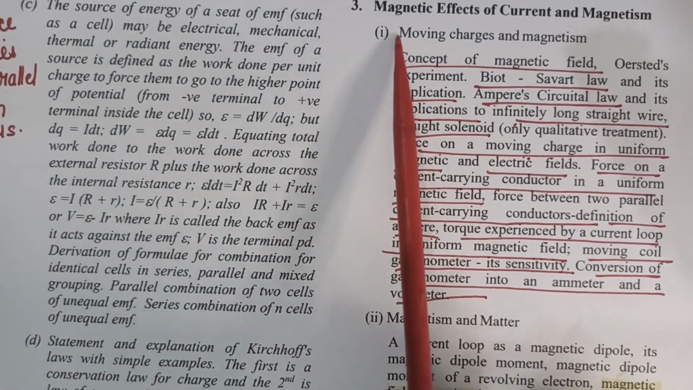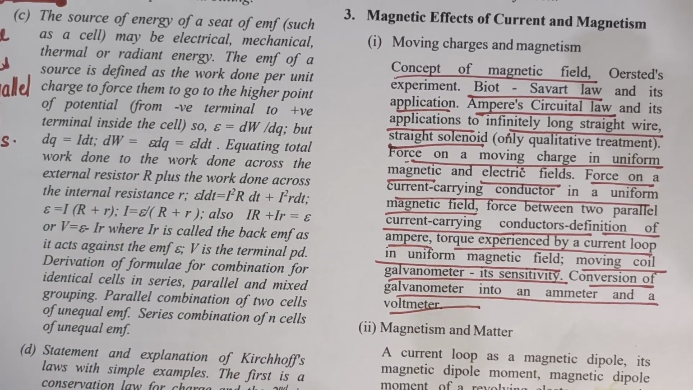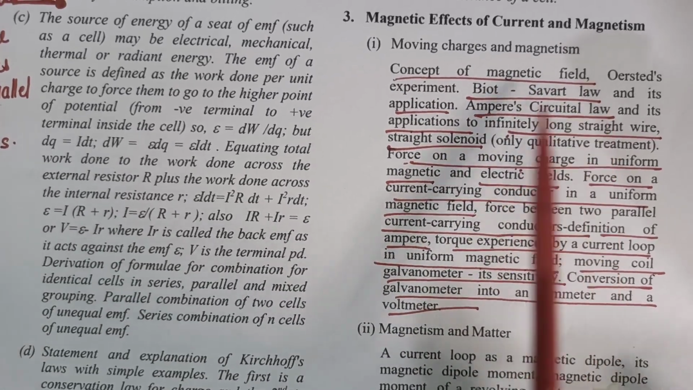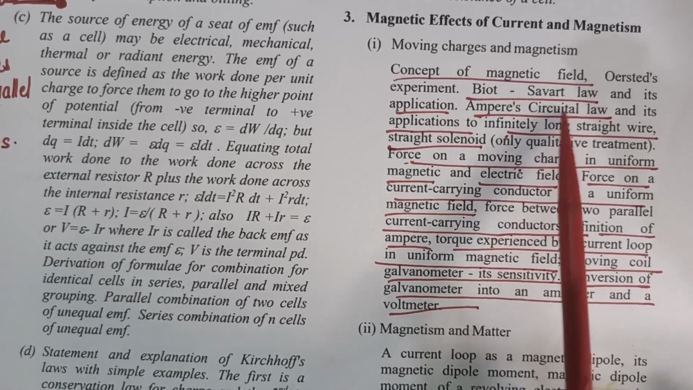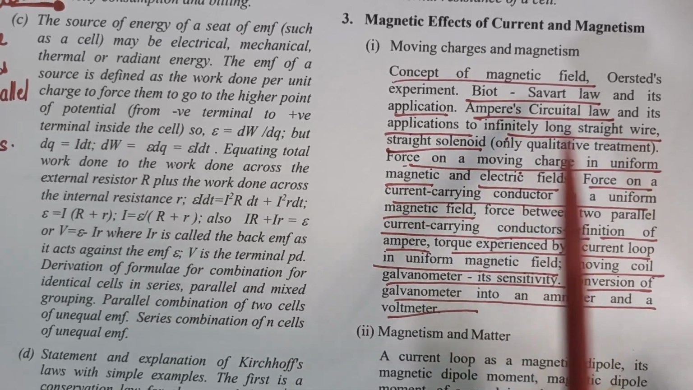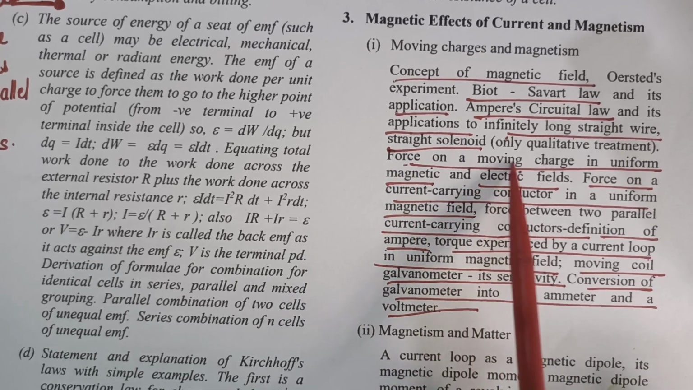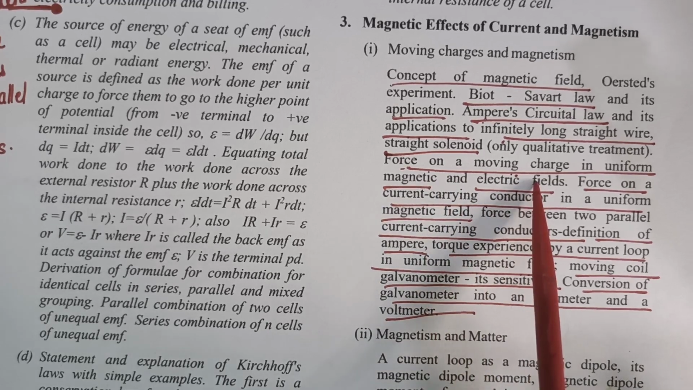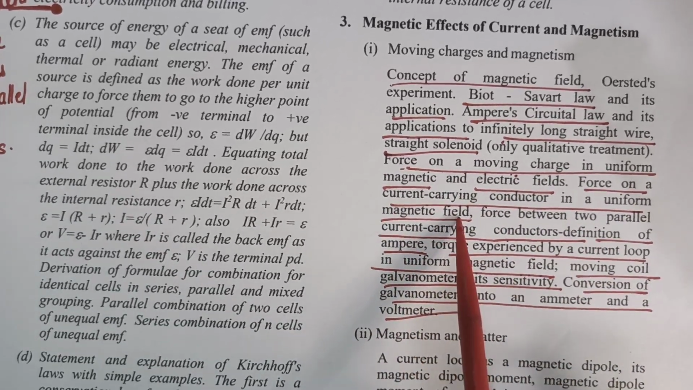Now come to the topic magnetic effect of current and magnetism. This also is already uploaded under the playlist Magnetism. Concept of magnetic field, Biot-Savart's law, Ampere's circuital law, application of Ampere's circuital law to an infinitely long straight current carrying wire and a straight solenoid. Force on a moving charge, that is Lorentz force in uniform magnetic field and electric field. Force on a current carrying conductor when it is placed in a magnetic field.